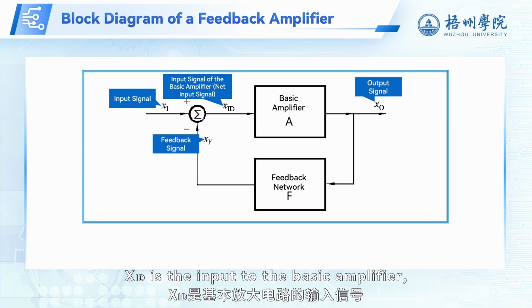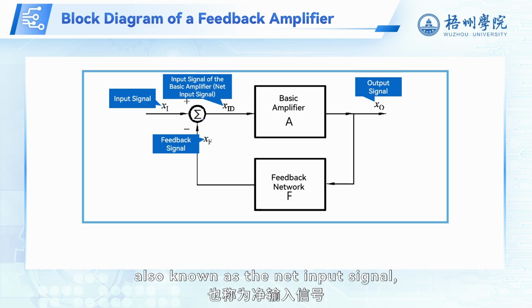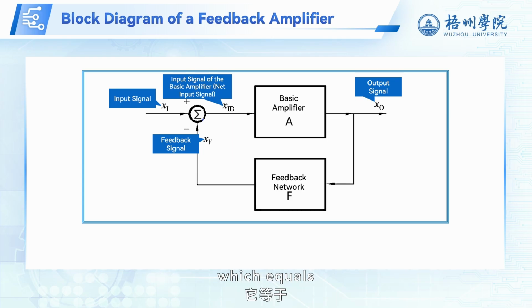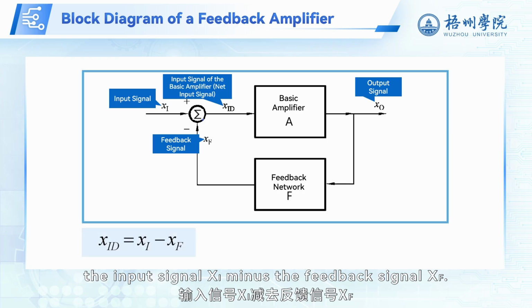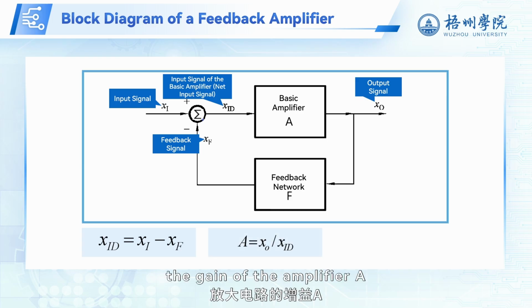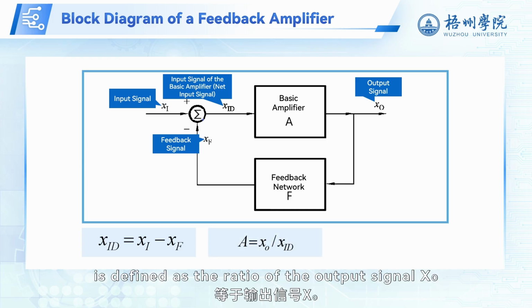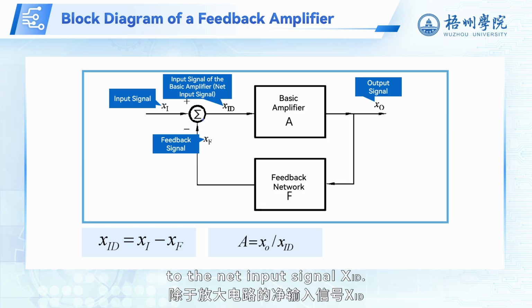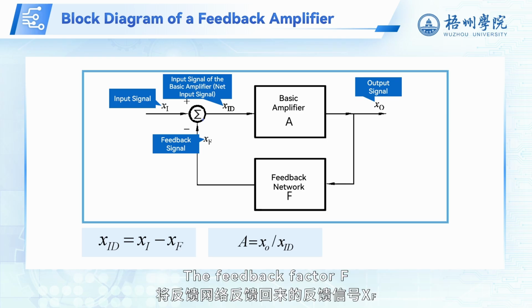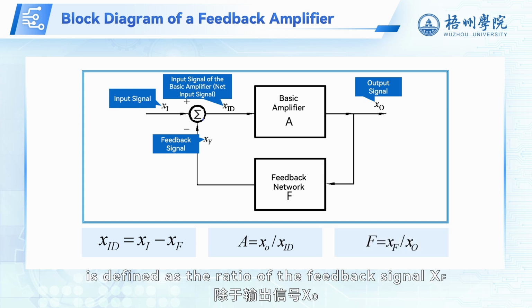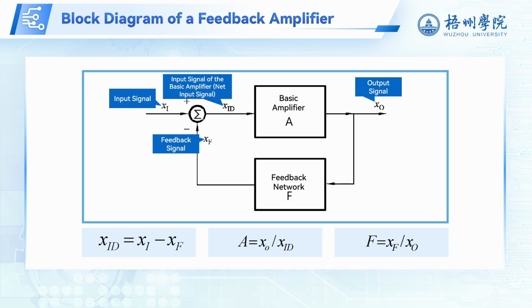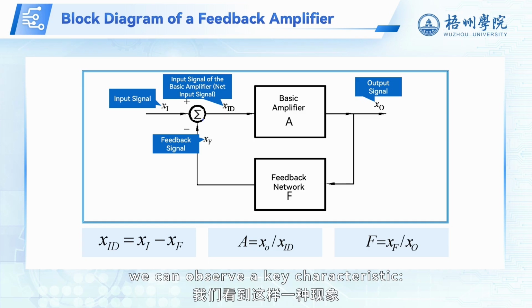XID is the input to the basic amplifier, also known as the net input signal, which equals the input signal Xi minus the feedback signal XF. Additionally, the gain of the amplifier A is defined as the ratio of the output signal XO to the net input signal XID. The feedback factor F is defined as the ratio of the feedback signal XF to the output signal XO. From this block diagram, we can observe a key characteristic.